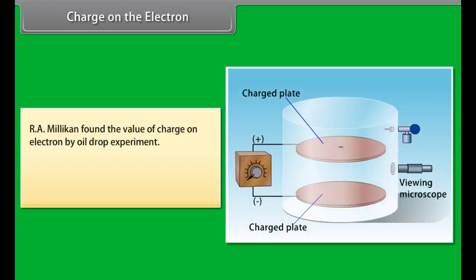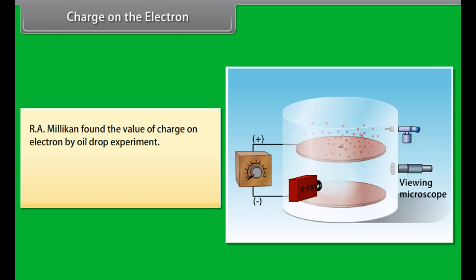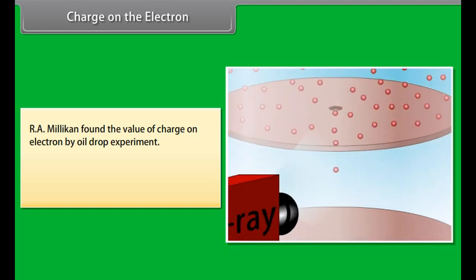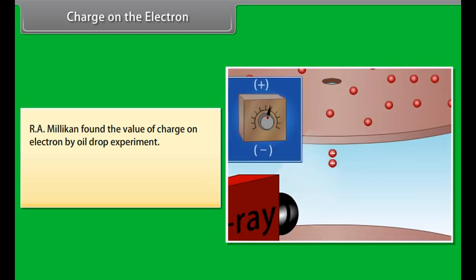R. A. Millikan found the value of charge on electron by the oil drop experiment. The oil droplets enter the apparatus through a small hole and are allowed to fall in between two charged plates. The motion of the droplets is observed with a microscope. The space between the charged plates is irradiated with X-rays.